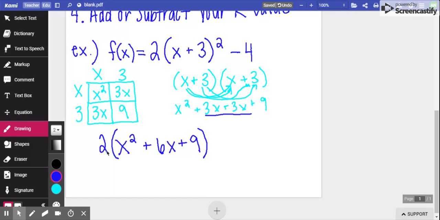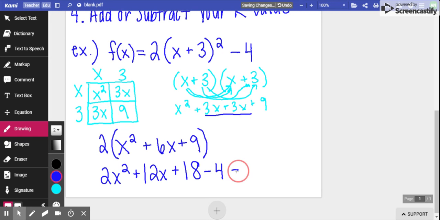So 2 times x squared is 2x squared. 2 times 6x is 12x. And 2 times 9 is 18. So we've now accounted for our a value, and the final thing we need to account for is our minus 4, our k value in that vertex form. So we are just going to subtract 4 from the c value of our answer. So we now have 2x squared plus 12x plus 14. And that is how you take a vertex form equation and put it in its general form.